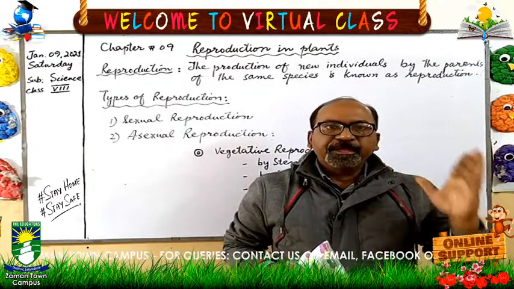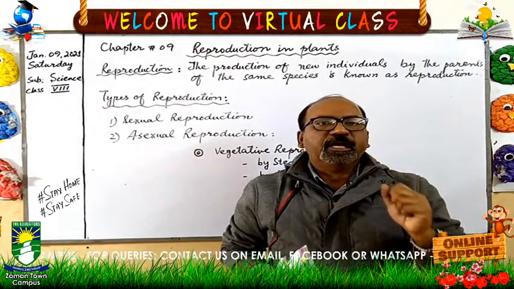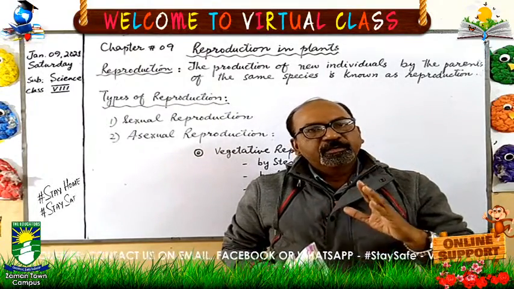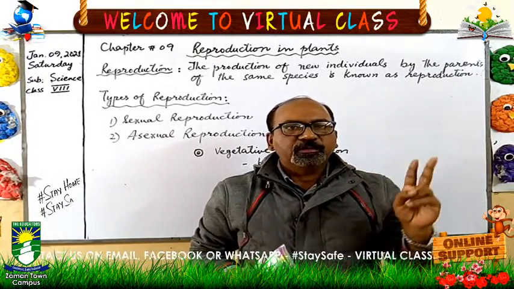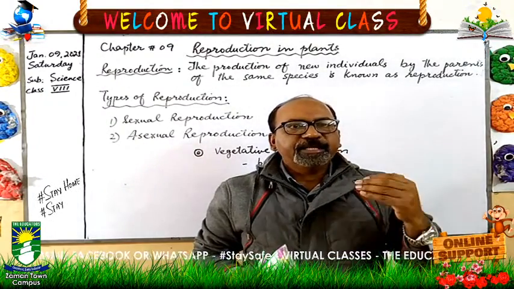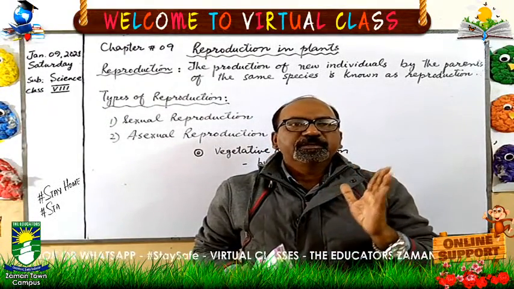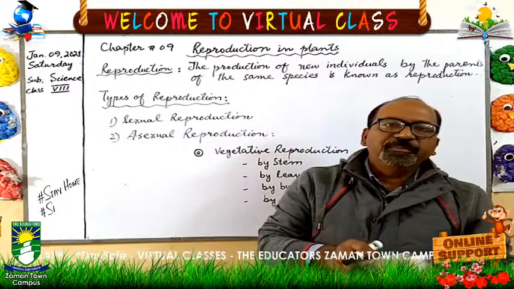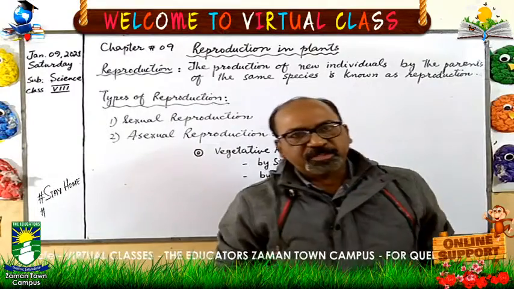And they reproduce to produce their young ones. They produce young ones like them. In this, two parents are involved, male and female, and they produce a new young one. This is called reproduction. So reproduction differentiates living things from non-living things. The two main types of reproduction are sexual reproduction and asexual reproduction.